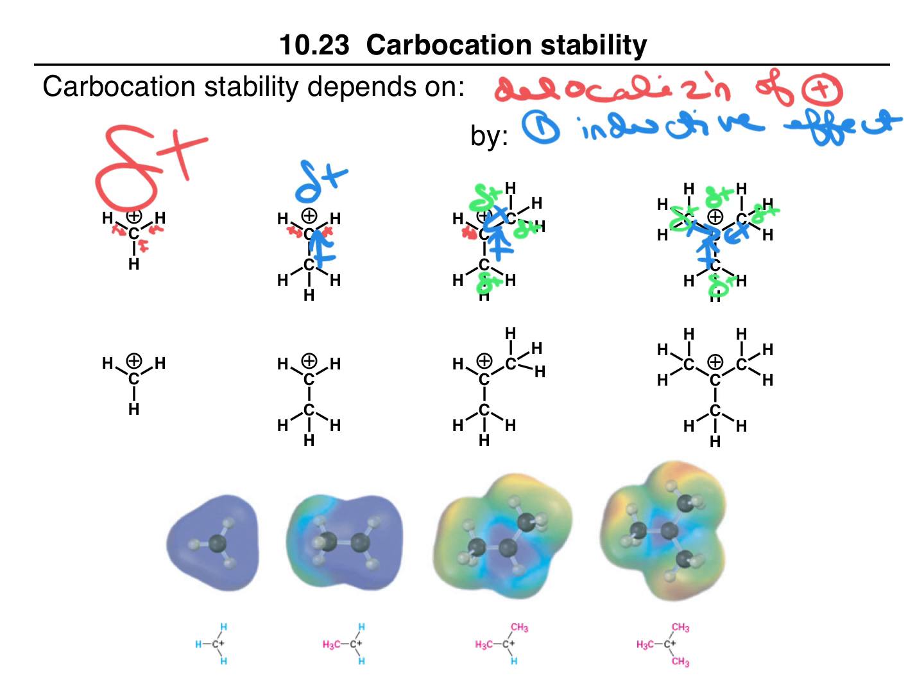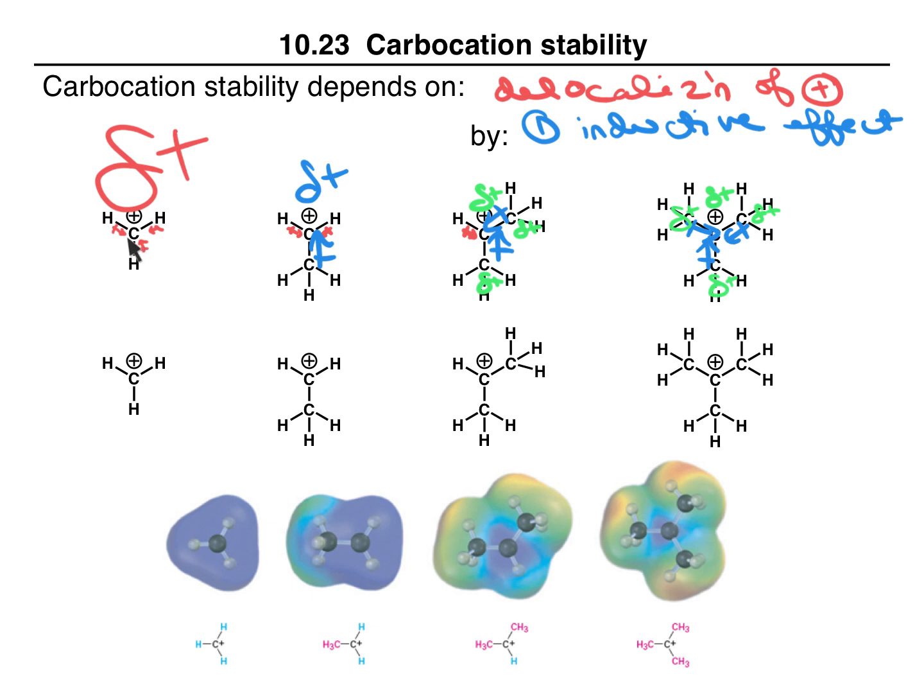So I'm trying to represent the size of the partial positive. How much positive character does it have, based on the size of my delta plus? So here, this carbocation carbon, even though it has a formal charge of +1, feels a small partial plus, because that's spread out around all the carbons by inductive effect.